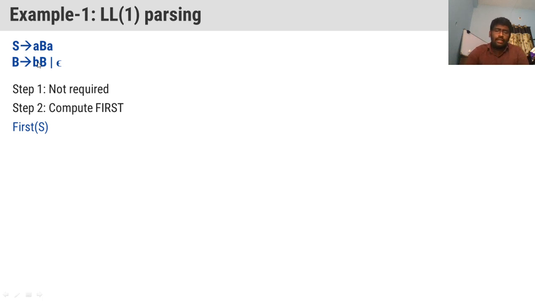So B implies BB or epsilon. Suppose I remove this particular one, what can I do? B implies BB or epsilon. So what we need to do is compute first of S. What is first of S? S implies ABA.